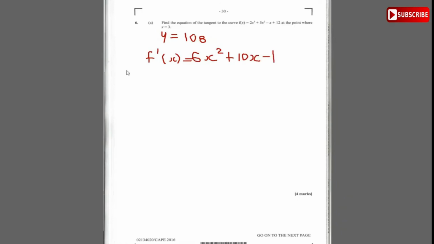So now what do I need? I need now f prime of 3. So f prime of 3 is equal to, put in 3, I get 6 times 3 squared plus 10 times 3 minus 1. So f prime of 3, I'm getting 83. And so the equation of the tangent now is going to be y minus yp, so it's y minus 108 is equal to the gradient of the tangent, which is 83, into x minus xp, which is x minus 3.